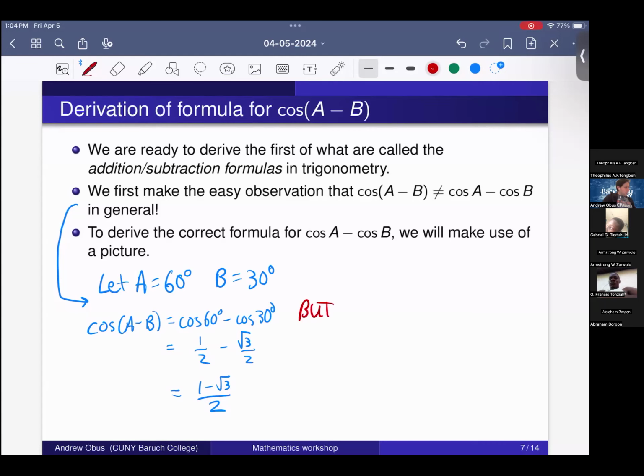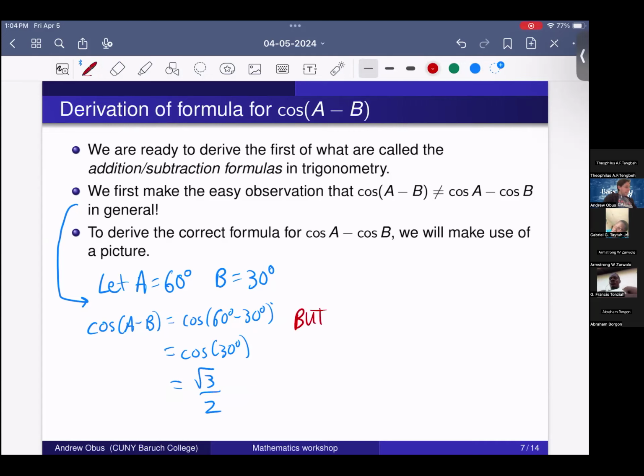But, oh, sorry, I did the wrong side. Sorry, let me erase this. That's going to be the other side. Cosine of A minus B is cosine of 60 degrees minus 30 degrees, which is equal to cosine of 30 degrees, which is square root of 3 over 2.